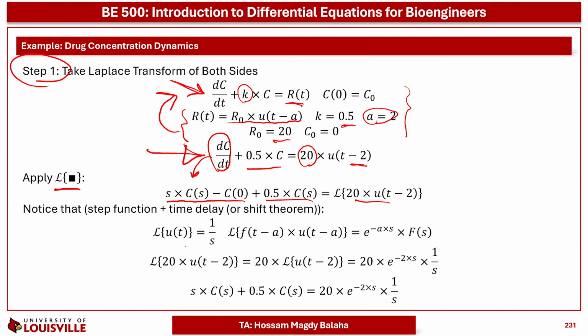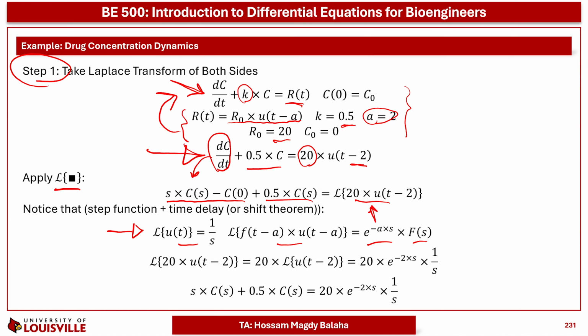First, we know that the Laplace of the unit step is 1 over s, and the Laplace of the unit step multiplied by a certain function will be the Laplace of this function multiplied by the exponential of negative as. So we need to use these two rules to find the corresponding Laplace of the right-hand side.